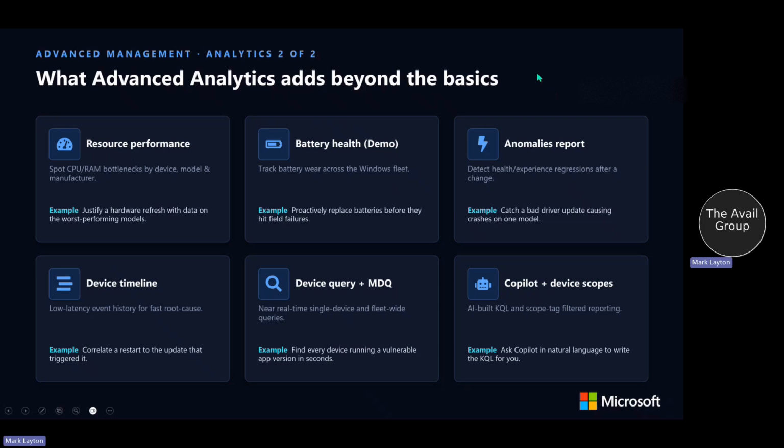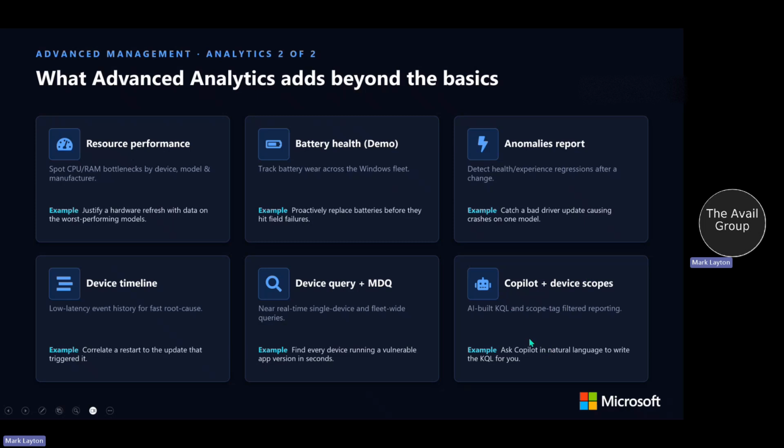And then some more real-world examples: checking resource performance with CPU bottlenecks, and tracking battery like we talked about. I just did the demo. You might catch a bad driver update causing crashes on one model with anomalies. With device timeline, you can correlate a restart to the update that triggered it, so that might be helpful. There's device query, where you can find information about your devices. And if you want to use Copilot, you can do KQL queries and things like that.